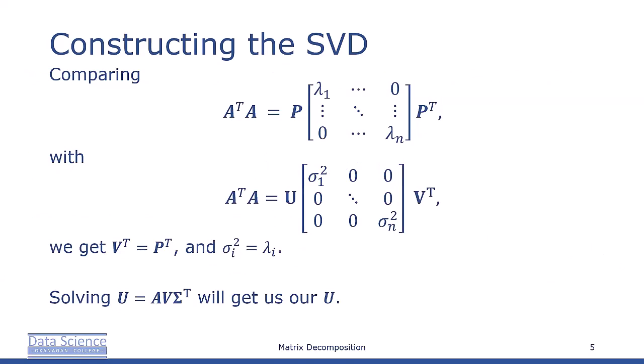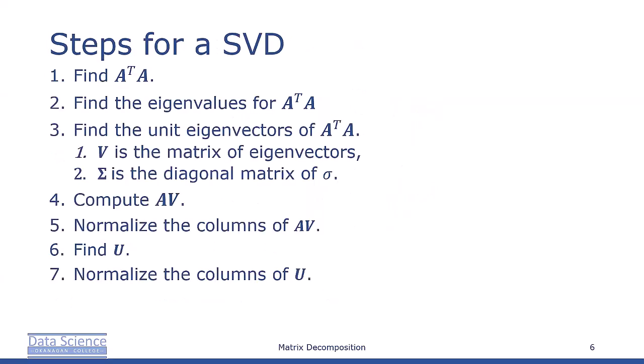Not only do we get that the sigma squares are equal to the lambdas, we also get quite quickly that V transpose has to be the same as P transpose, which means the only thing we need in our A transpose A equation is to find U. But we can find U by solving AV equals U sigma. So there is a little housekeeping when it comes to the size of these matrices, but essentially that gives you a step-by-step process of finding a singular value decomposition.